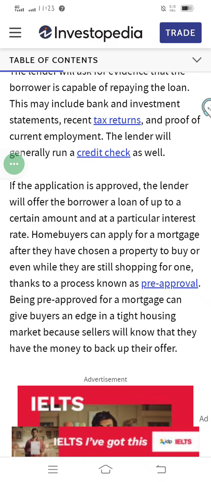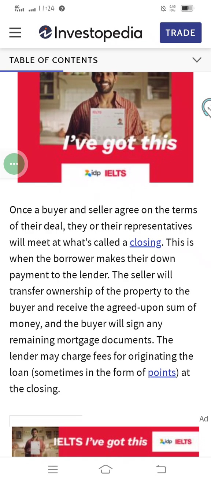Home buyers can apply for a mortgage after they have chosen a property to buy or even while they are still shopping for one, thanks to a process known as pre-approval. Being pre-approved for a mortgage can give buyers an edge in a tight housing market because sellers will know that they have the money to back up their offer. Once a buyer and seller agree on the terms of their deal, they or their representatives will meet for what is called a closing.